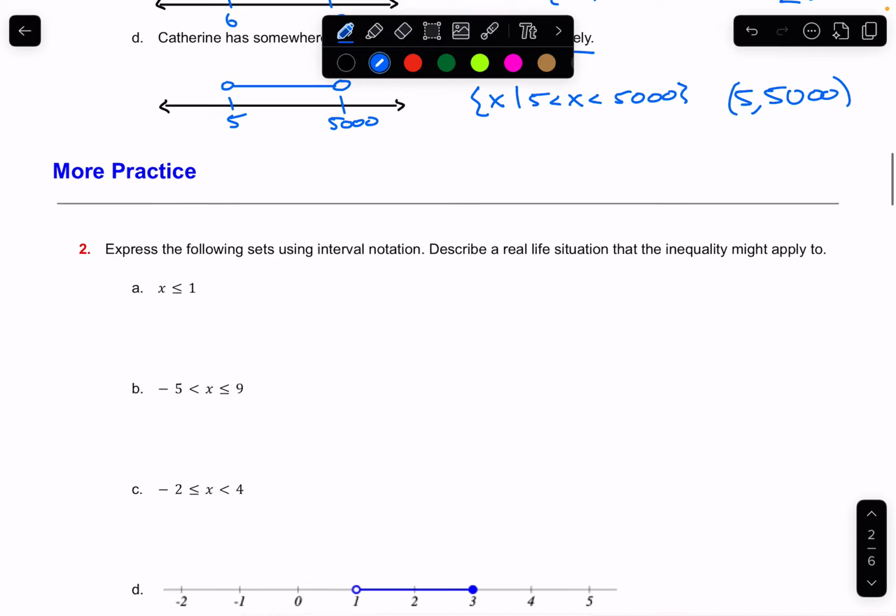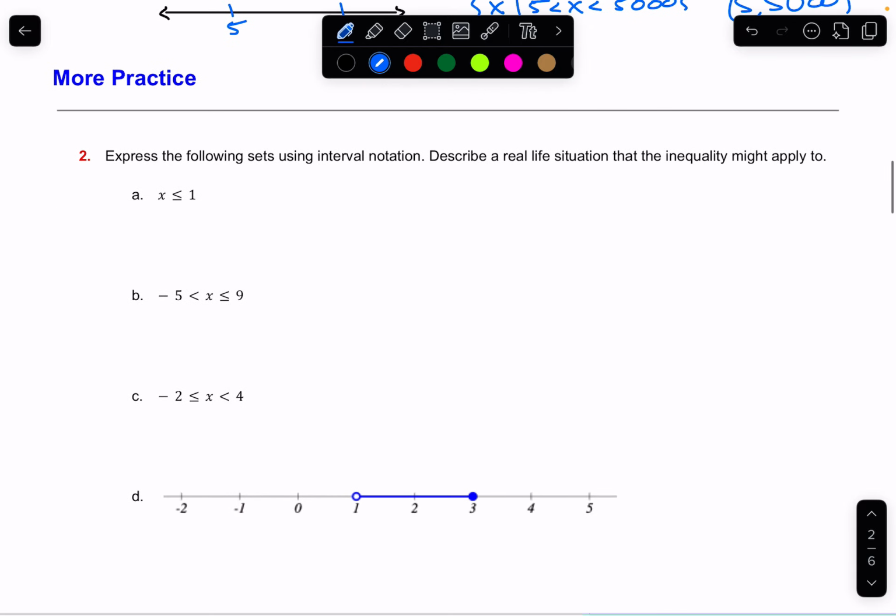All right, some more practice. We're going to do this from a little bit of a different angle now. We're going to express the following sets using interval notation that we've already been seeing. But now we're going to have to describe the situation that this might relate to. So we'll do the easy part first, which is interval notation. X less than or equal to 1 means x can go anywhere from negative infinity all the way up to 1, where we include the 1 with a bracket because less than or equal to means 1 is included.